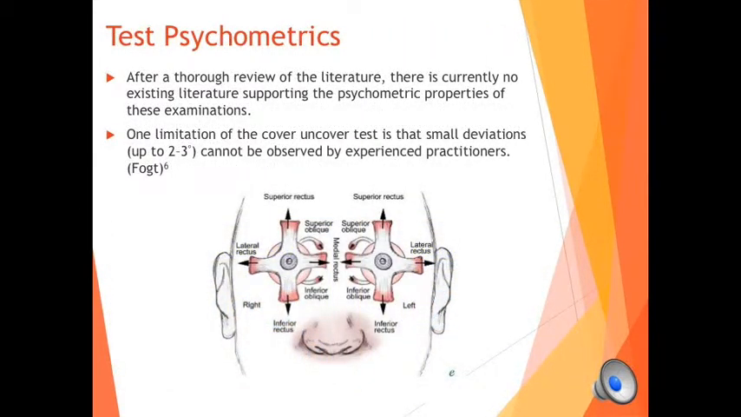Test psychometrics. After a thorough review of the literature, there is currently no existing literature supporting the psychometric properties of these examinations. One limitation of the cover-uncover test is that small deviations up to 2 to 3 degrees cannot be observed by experienced practitioners.